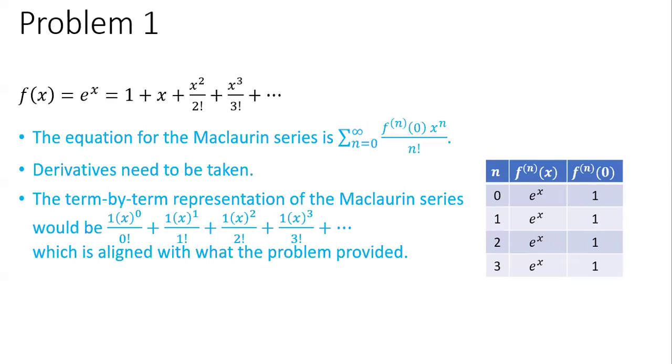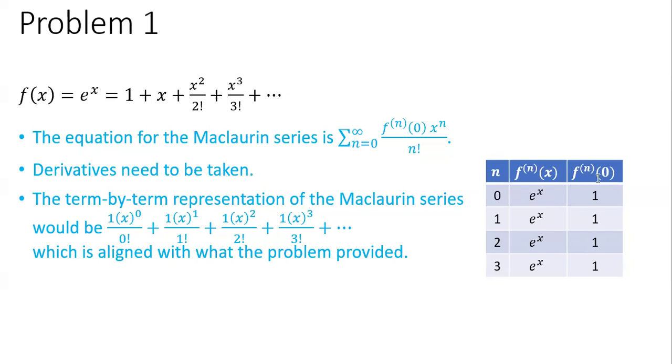Okay, so let's recall what the general formula for a Maclaurin series is. It's this guy right here. Okay, so to find the Maclaurin series, we got to take derivatives. So this table over here. The zeroth derivative is just the function itself, e to the x. The first derivative, what's the derivative of e to the x? It's just e to the x again. Second derivative is e to the x again. Third derivative is e to the x again.